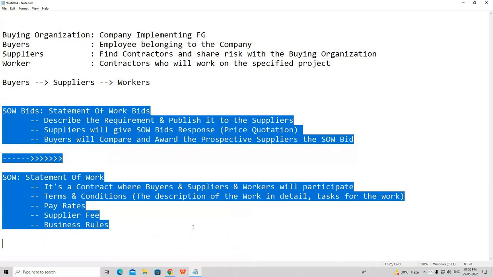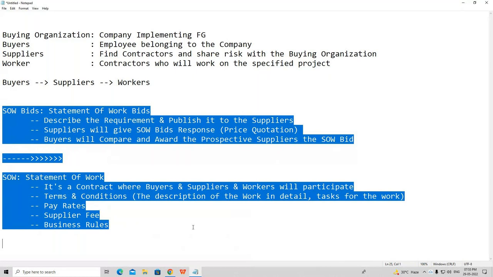Now, there is a question. If you already have suppliers, suppose you know the 5-10 suppliers, why would you go ahead with SOW bids? Because those 30 contractors are very, very expensive. Since they are very expensive, you want to reduce their price. That is why you are going ahead with SOW bids. If it was only 3 consultants or 2 or 5 consultants, SOW would go directly.